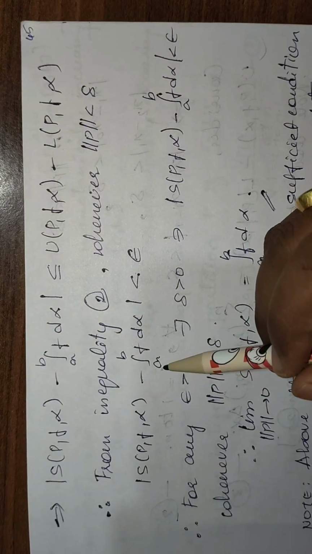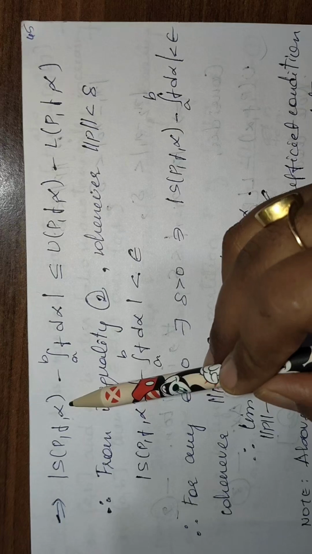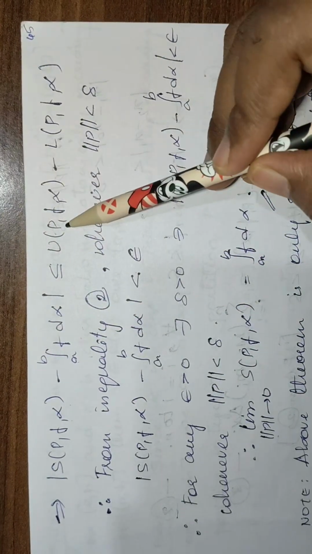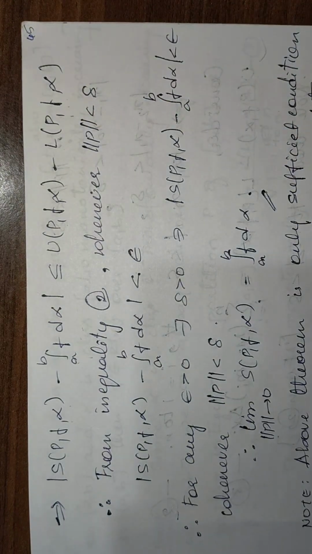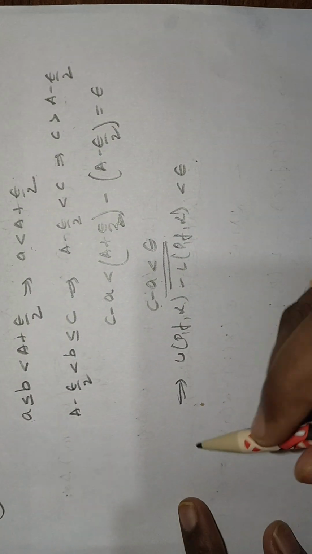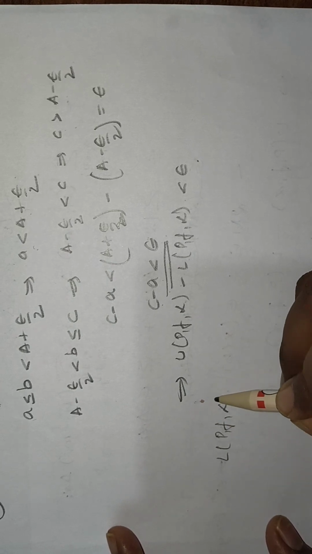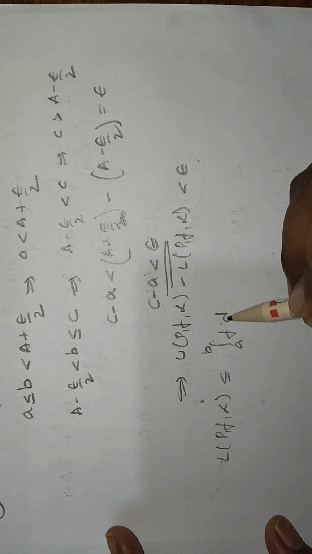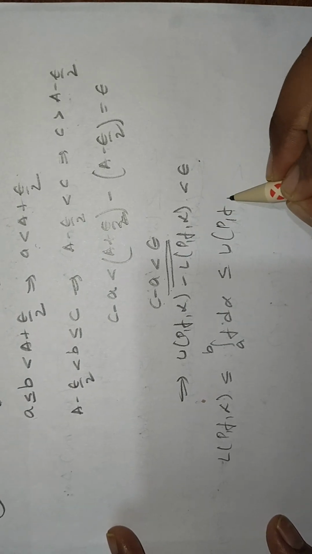See, if that is the case, then we have |s(P, f, α) − ∫ₐᵇ f dα| ≤ U(P, f, α) − L(P, f, α). See here, why is this? Because we have L(P, f, α) ≤ ∫ₐᵇ f dα ≤ U(P, f, α).